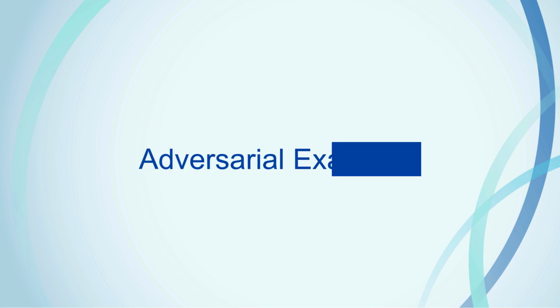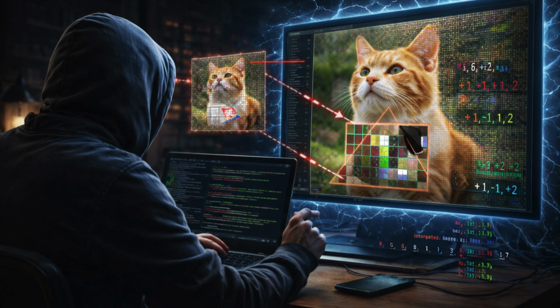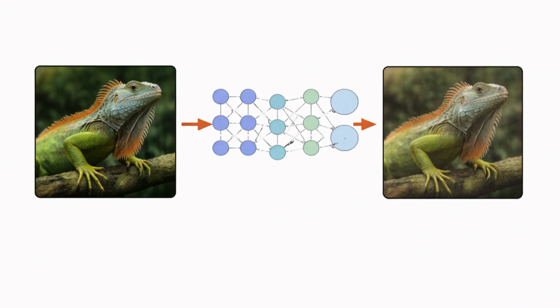The core weapon in this attack is the adversarial example. An attacker takes an image, say, of a cat, and adds tiny, imperceptible modifications to its pixels. These changes are invisible to us, yet they are enough to fool the neural network into confidently predicting something completely wrong, like iguana. How is this possible?